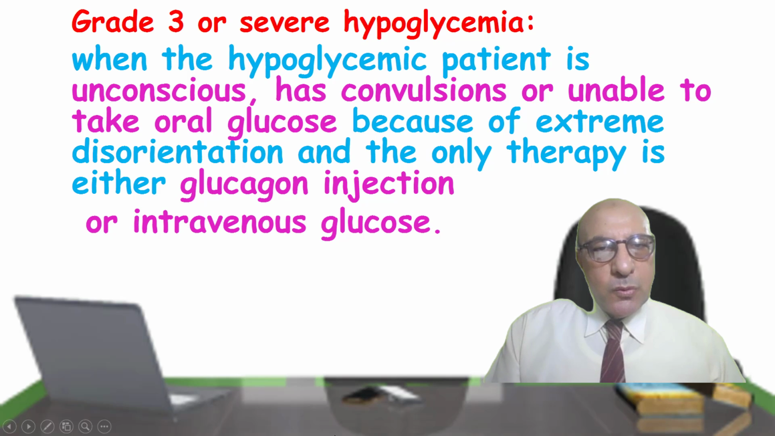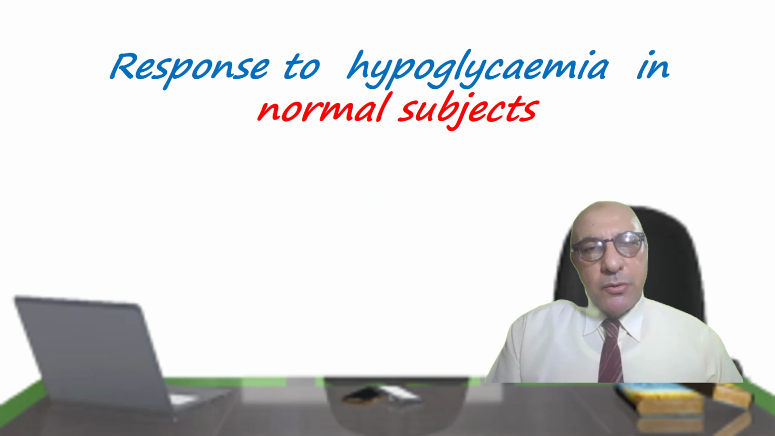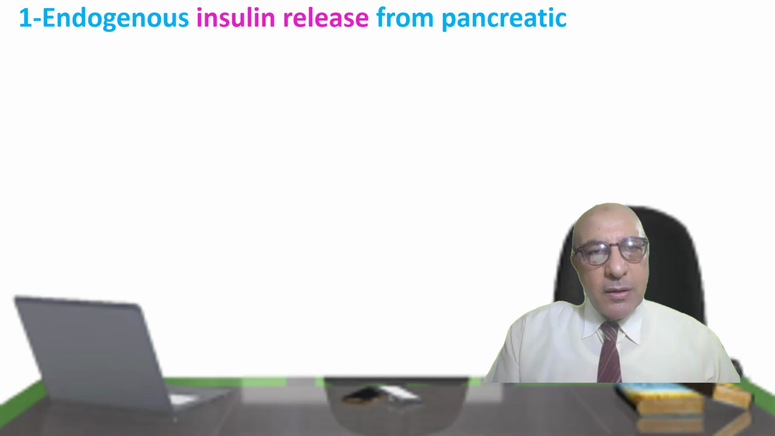Now we have 2 different mechanisms to correct hypoglycemia when it happens. And the response to hypoglycemia is different in normal subjects from the response in diabetic subjects, as we will see. In normal subjects, there are main mechanisms.